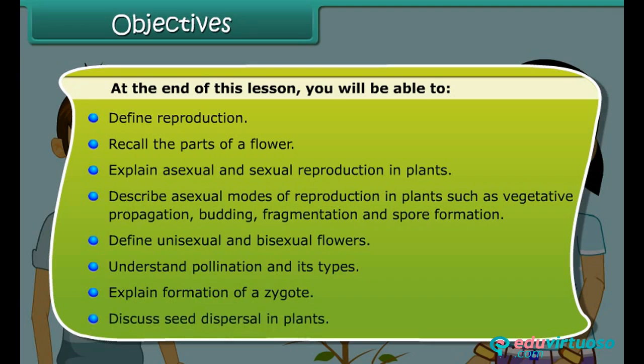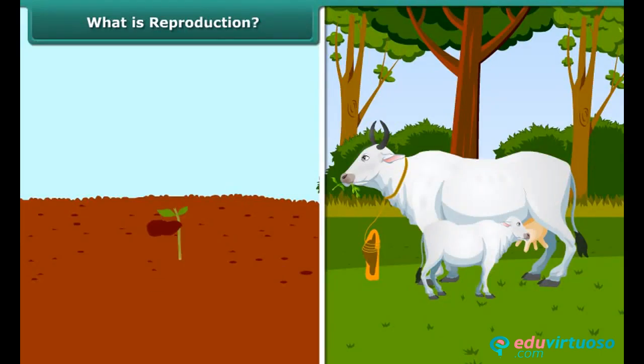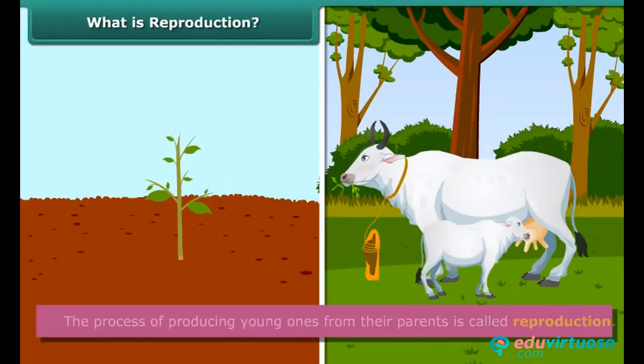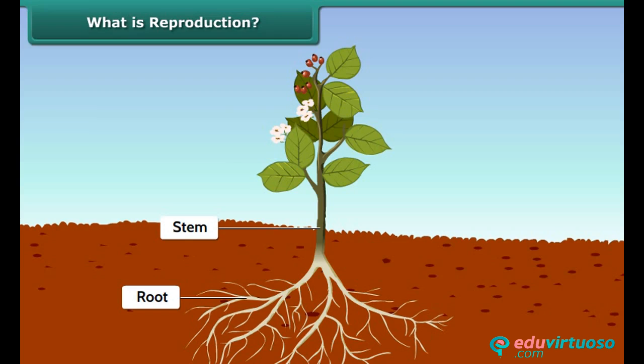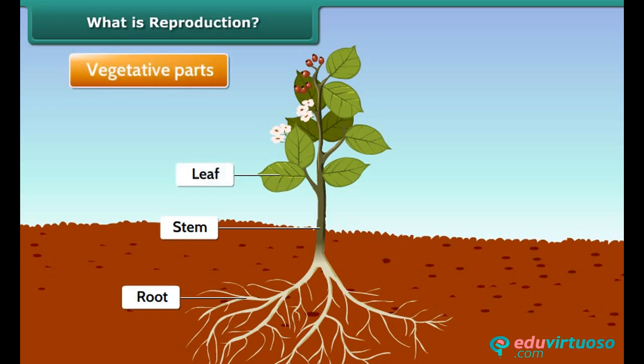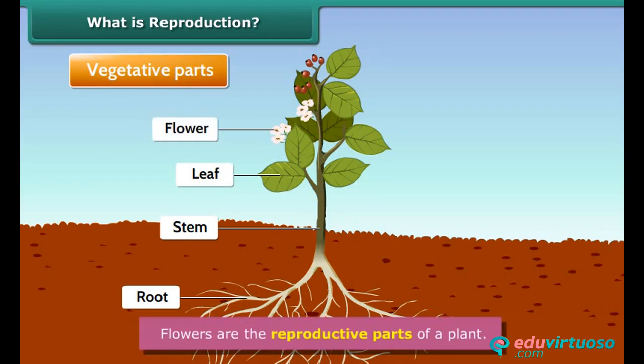plants. What is reproduction? The process of producing young ones from their parents is called reproduction. Most plants have roots, stems, and leaves. These are called the vegetative parts of a plant. Flowers are the reproductive parts of a plant. But before studying the reproduction in plants, let's recall the parts of a flower.